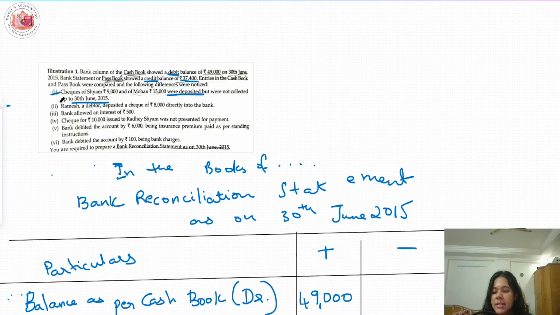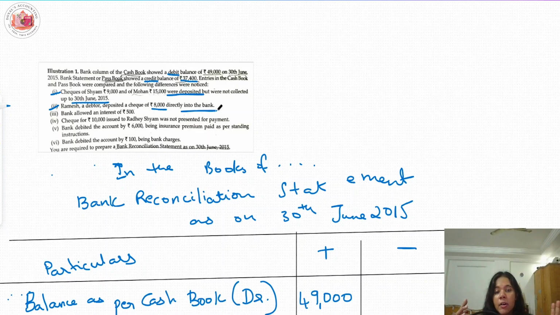Now, let's see the next transaction. Ramesh, a debtor, deposited a check of 8,000 rupees directly into the bank. Okay, so a check has directly been deposited in the bank and this transaction has not been recorded in our cash book. What does a deposit mean? It means money is coming in. So our cash book is less by 8,000 rupees. Now to equalize our cash book and passbook, I have to raise it up. So I have to add 8,000 rupees to my cash balance.